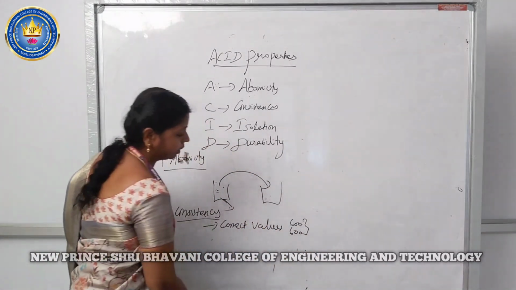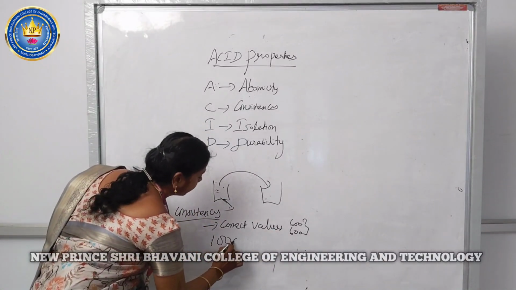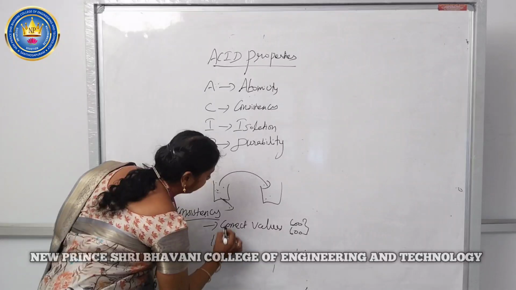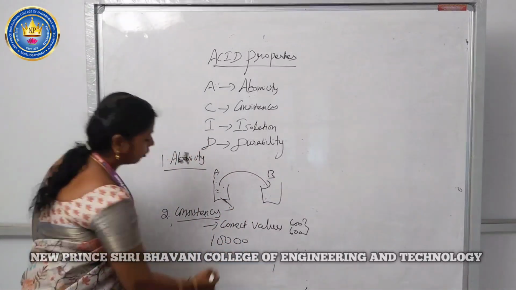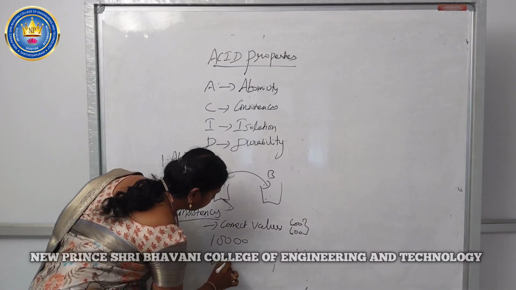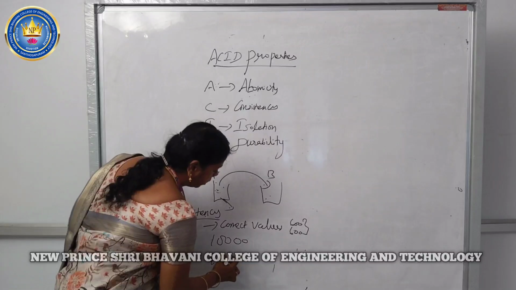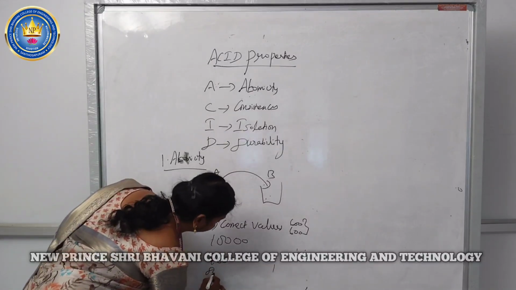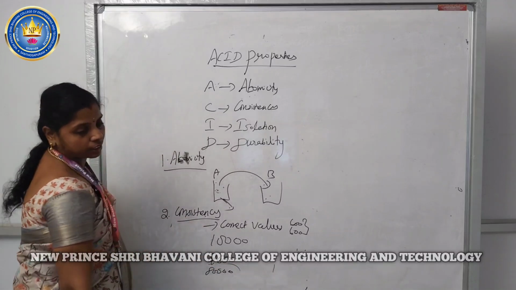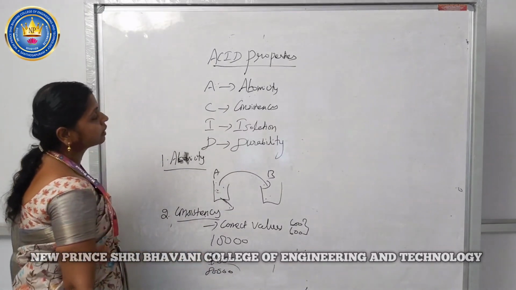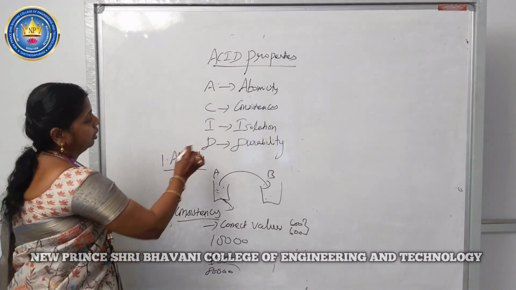Suppose if there is any variation, for example, you have debited the account. Consider account A, and this is account B. This account has the amount 10,000 rupees. I have debited the amount 2,000 rupees. So if it is debited, here the balance should be updated to 8,000. Suppose it is not updated, it is not a consistent database. So to maintain the consistent database, we are using this consistency property.